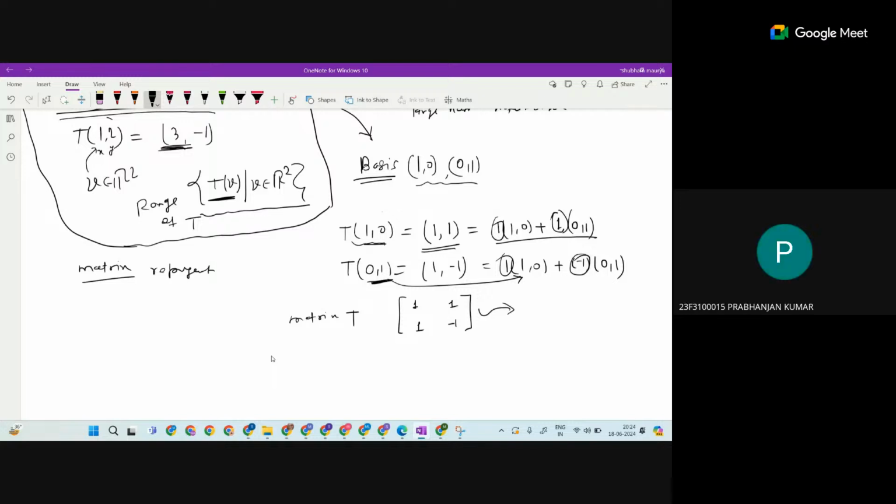So if the rank is 2, the range will be R2. That's what the mapping is. Yeah, that's what I wanted to tell you. So I will try to convert this.